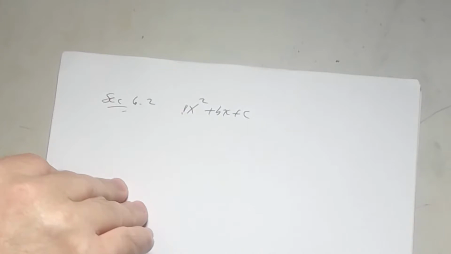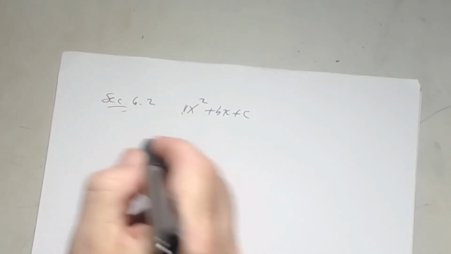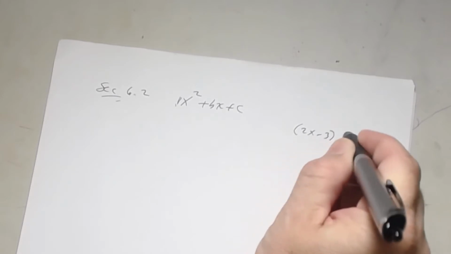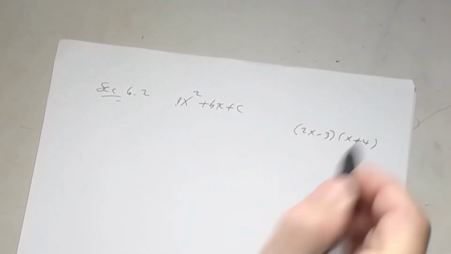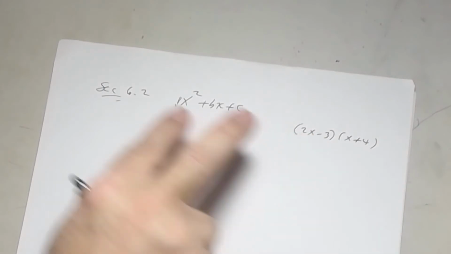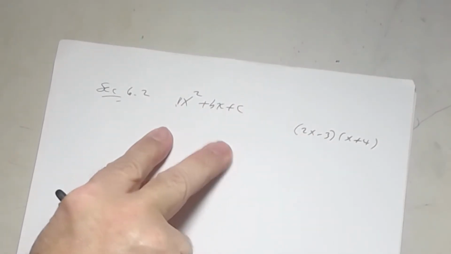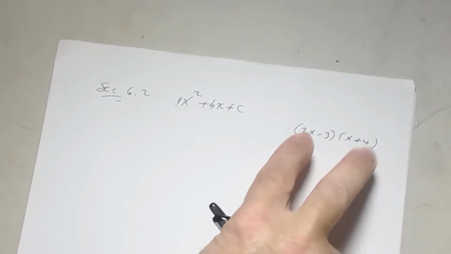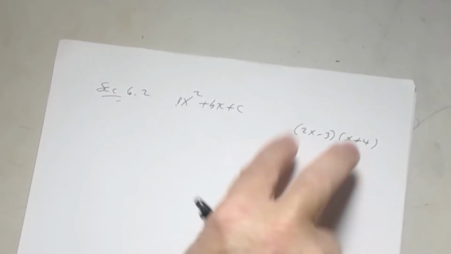All right, so let's start with an easy one. First of all, let's review this. If I have 2x minus 3 times x plus 4, I have these 2 binomials. When we factor, you're going to end up multiplying 2 binomials. But don't say that's the answer unless you check, and you're going to check by using the FOIL method.